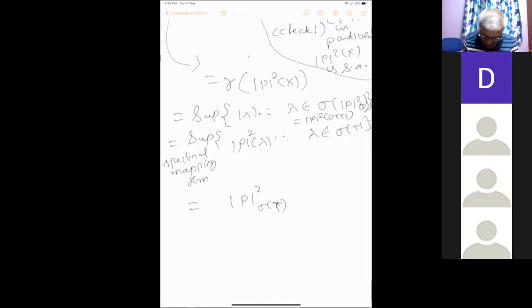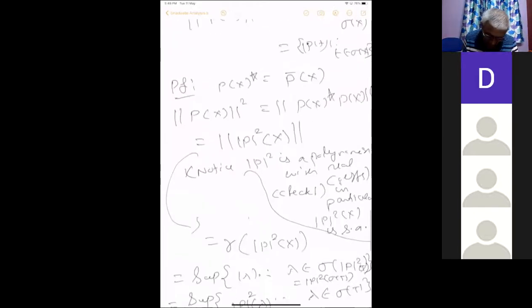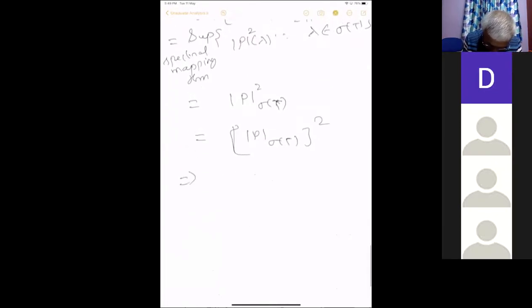But then that is the same as, I mean, |p|^2 is a polynomial, but the norm is the same as |p| over sigma, whole square. These two are the same because you are just taking the supremum over the square. That is clear. So from here we started with p of x square, and this implies the norm of p of x is the same as, you don't need |p| here.